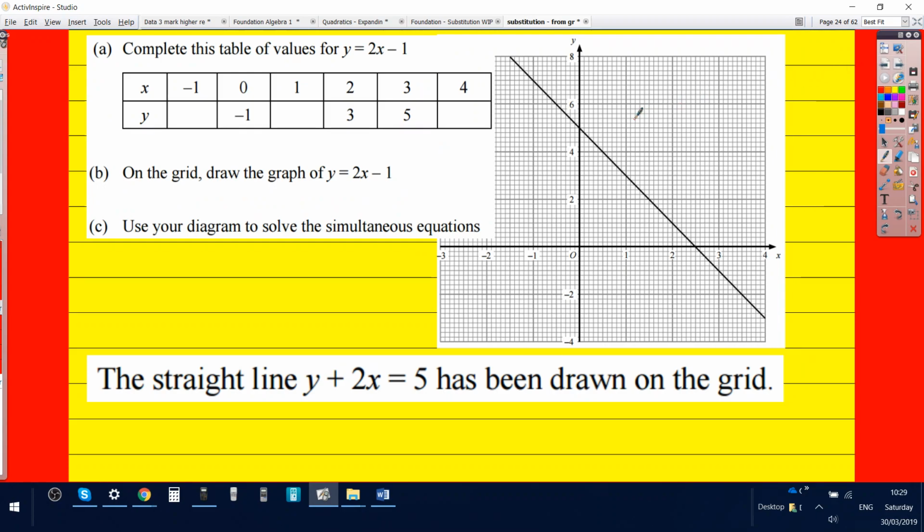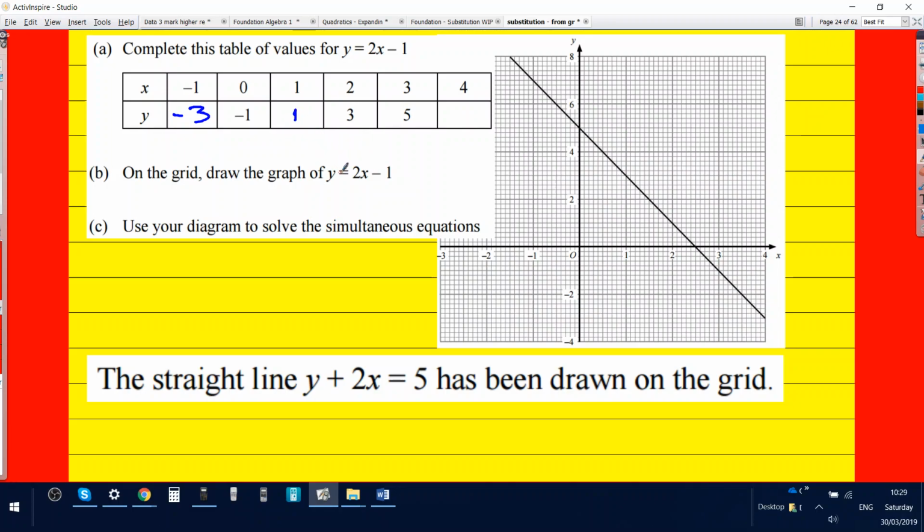And how would you do part A? Okay, so 2 times minus 1, that's minus 2. Then minus that from 1, that's minus 3. Mm-hmm. And then 1 times 2 is 2, minus 1, that's 1.